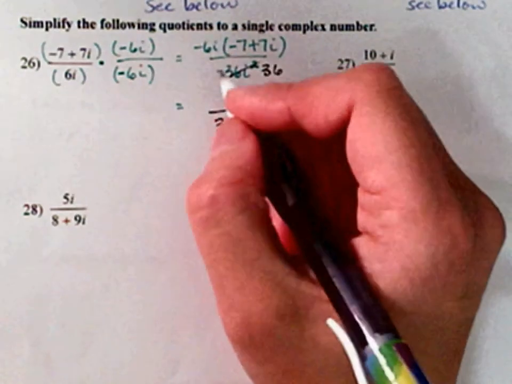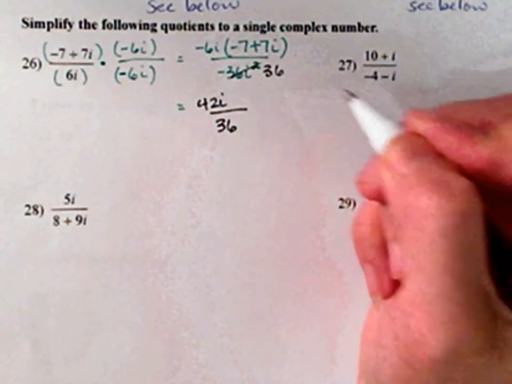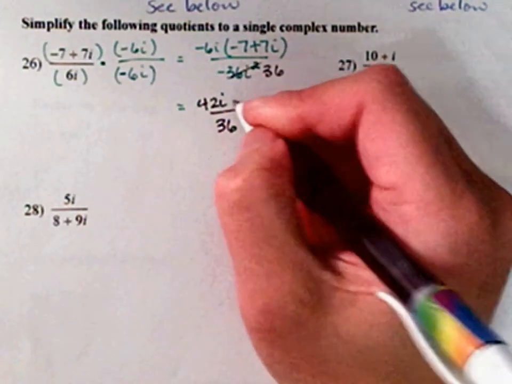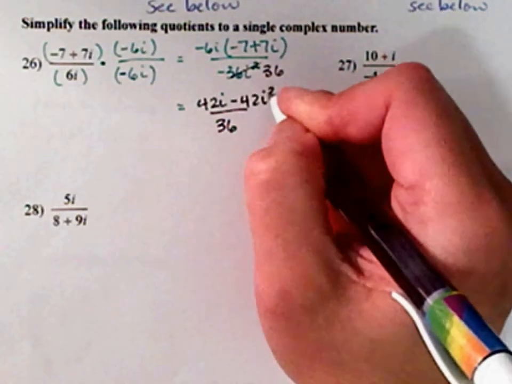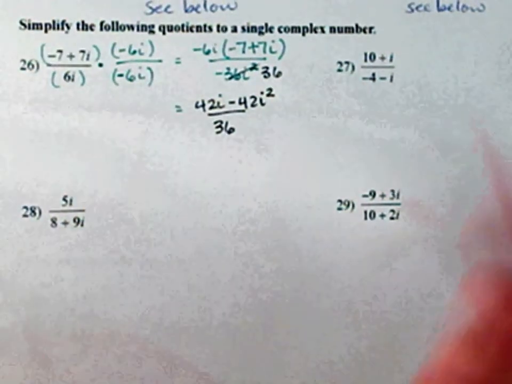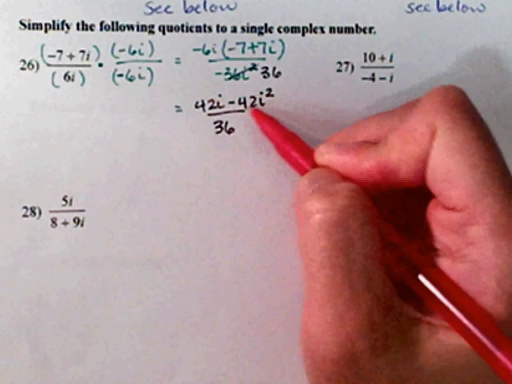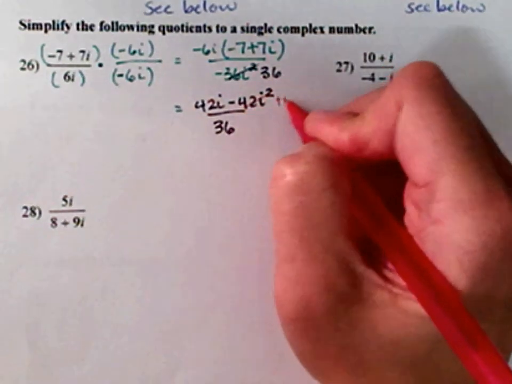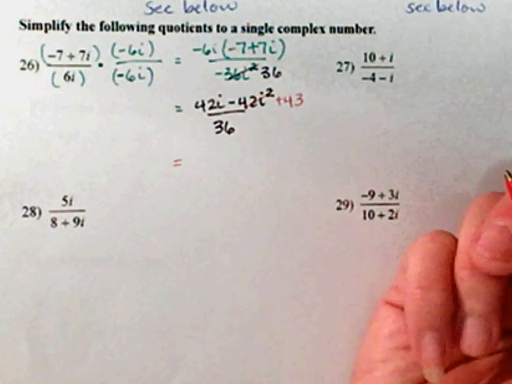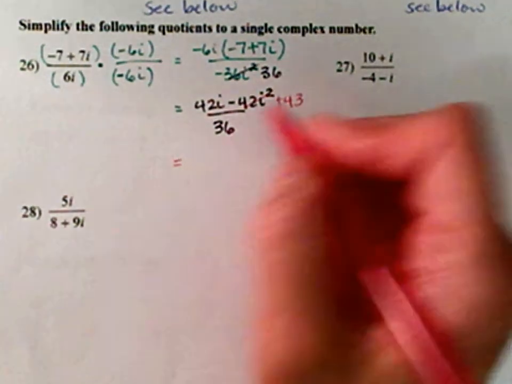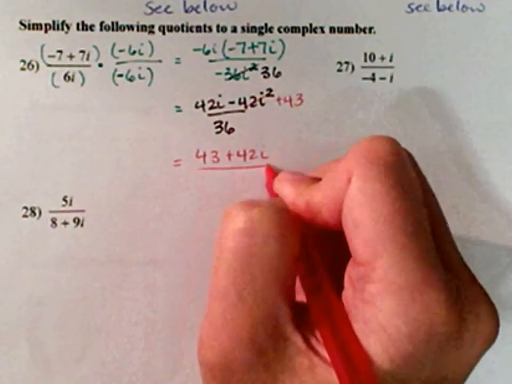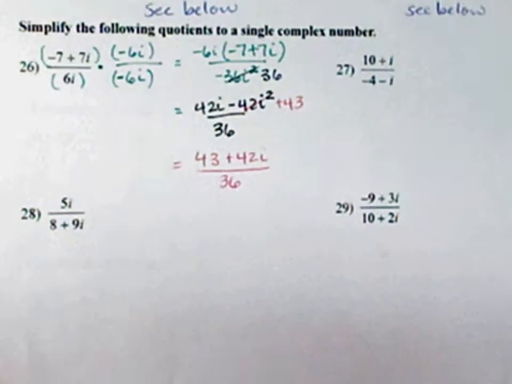6I times negative 7 is positive 42I. Negative 6I times 7I is negative 42I squared. Okay? As you can see, I squared is a negative 1. 42 times negative 1 makes this one a positive 42. So write your answers in the form of A plus BI. So I'm going to write 43 plus 42I, all of that over 36.